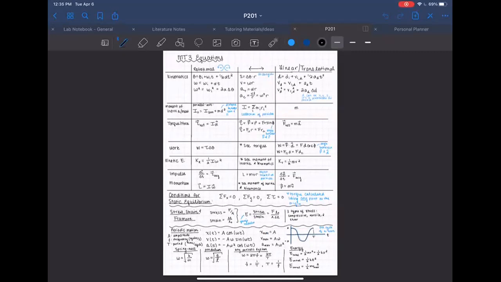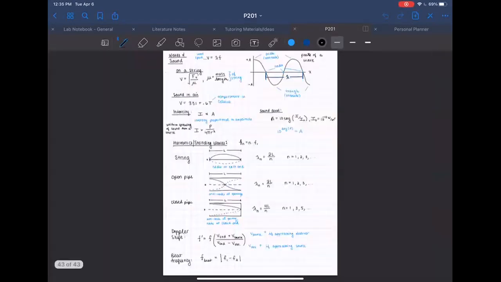So this is my first page with all the rotational and linear stuff. The middle column is how you go back and forth and connect the rotational to the linear quantities. Then we have conditions for static equilibrium, stress, strain, and fracture, periodic motion, and then the following page is all waves.